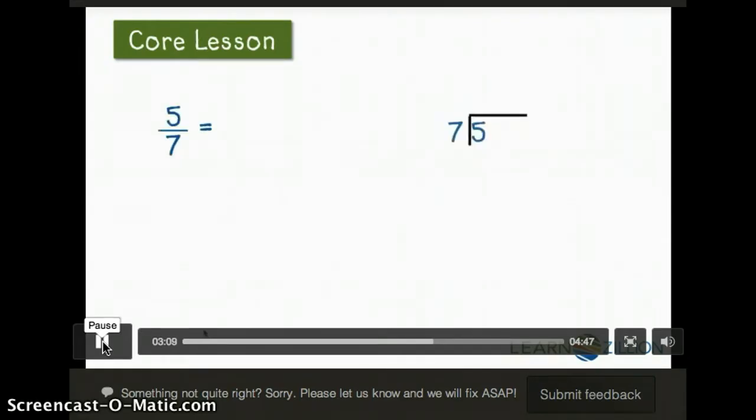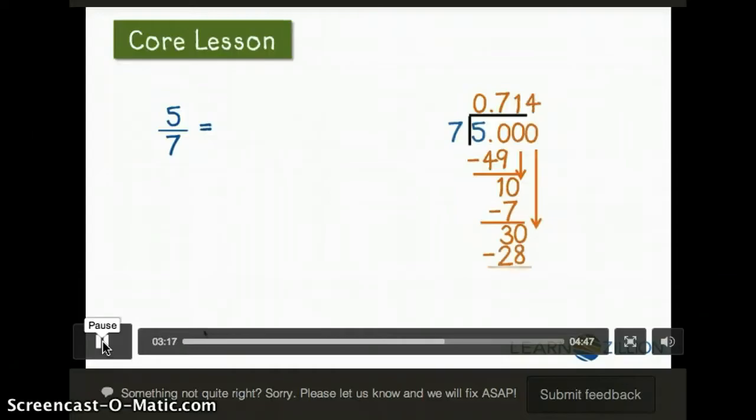For 5/7, we would go through our division, and for this one, if you were to keep going with this, believe it or not, that whole set of numbers repeats over and over. Now it would take you a while to find that out, and your textbook may tell you to stop after maybe the thousandths place, but we would round this to 0.7.